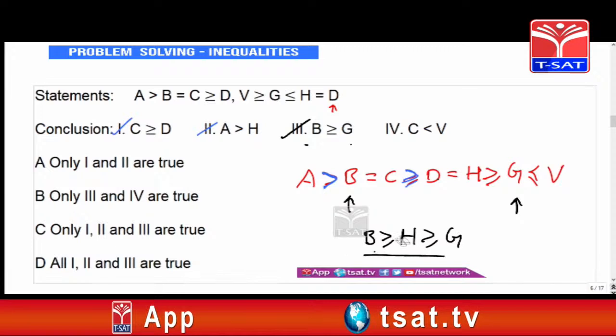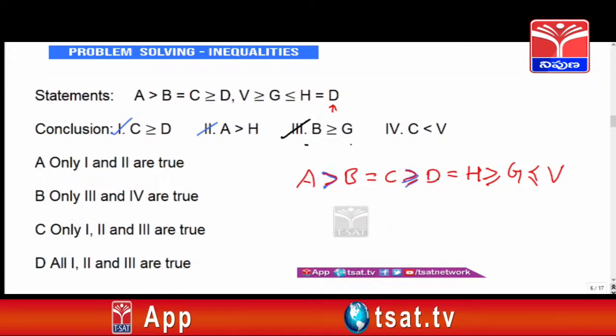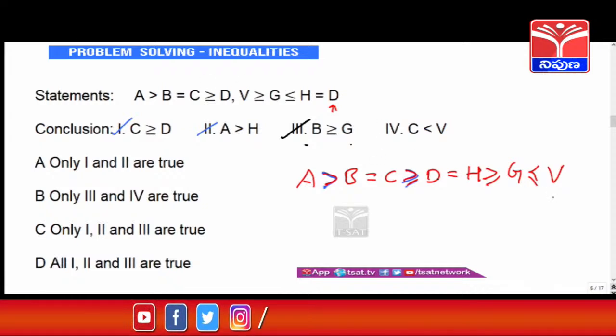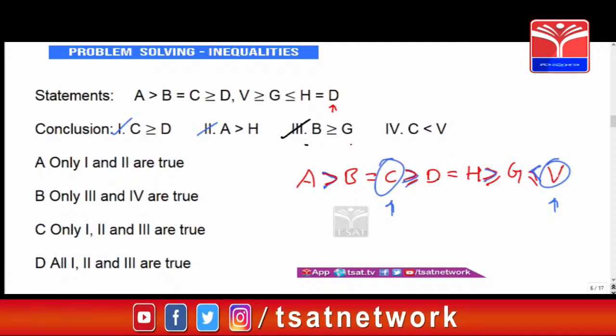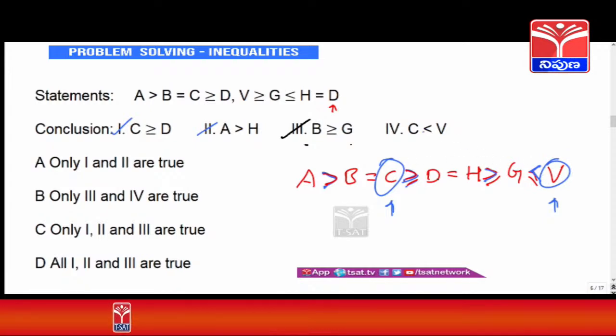Now let's see the last conclusion, that is C is less than V or V is greater than C. So V is here and C is here. It is asking V is greater than C. See here V greater symbol, but you can see that in between V and G there is a greater symbol as well as a less than symbol. When in between C and V you have two opposite signs, that is greater than and less than, obviously, whenever you see both the symbols, this particular conclusion becomes wrong.